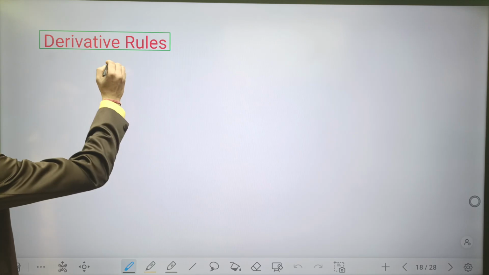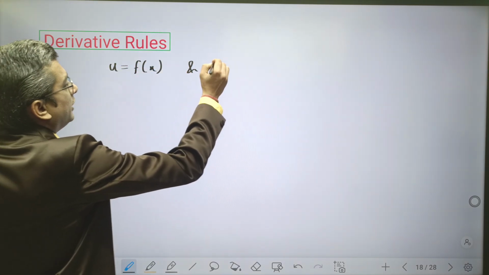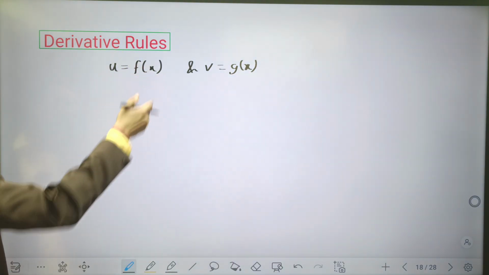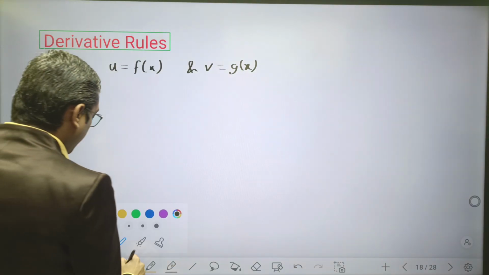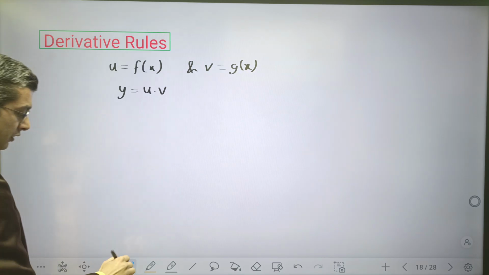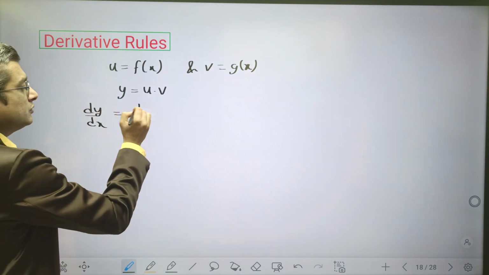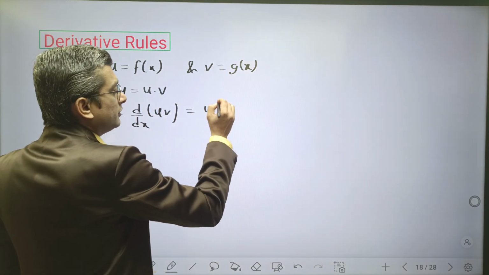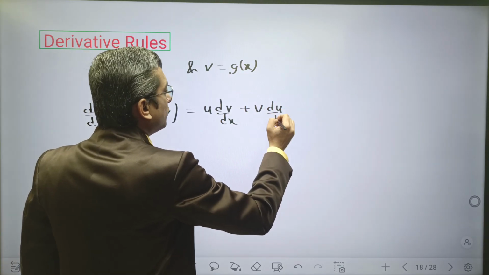For example, if there are two functions, such as u is equal to a function in x and v is a different function, also in x, that is g(x). Suppose u may be sin x, cos x and v may be log x, tan x, like that. And suppose y is equal to u into v, so dy by dx, this is known as the product rule: dy by dx of u into v. The formula goes like u dv by dx plus v du by dx.